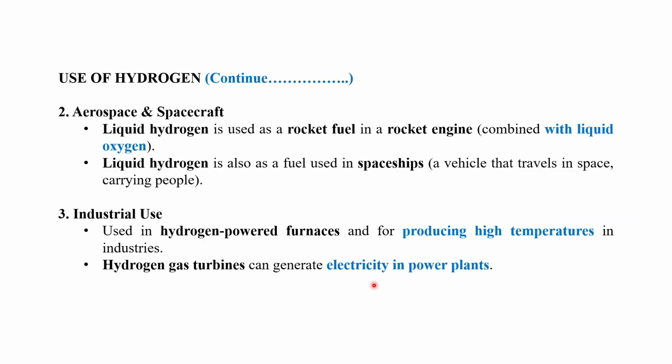The next use of hydrogen is in aerospace and spacecraft. Liquid hydrogen is used as rocket fuel in rocket engines, combined with liquid oxygen. Both are combined together and used in the rocket engines. Liquid hydrogen is also used as a fuel in a spaceship, a vehicle that travels in space carrying people.